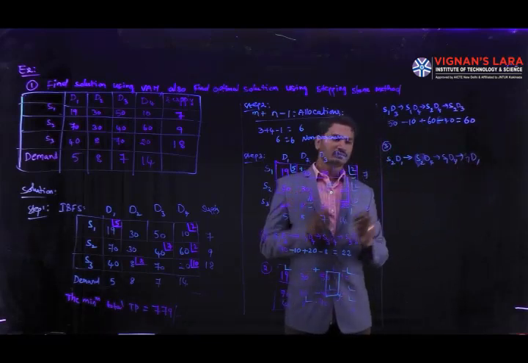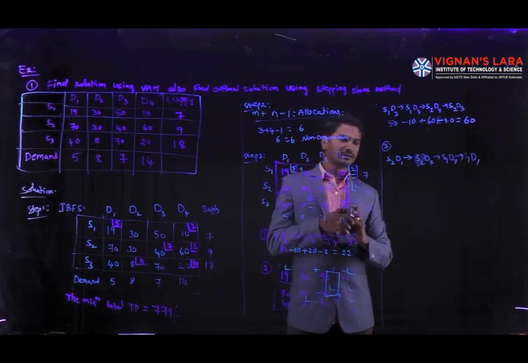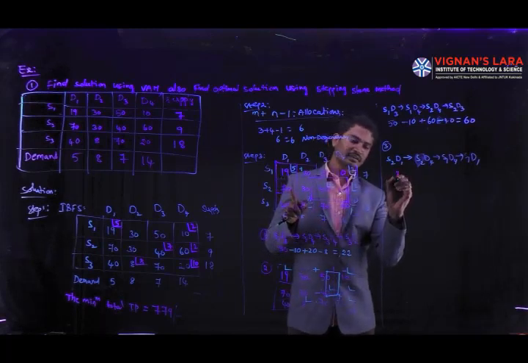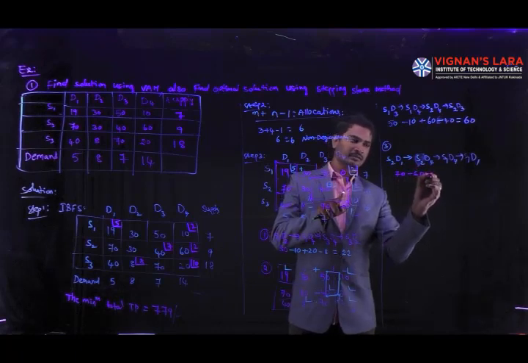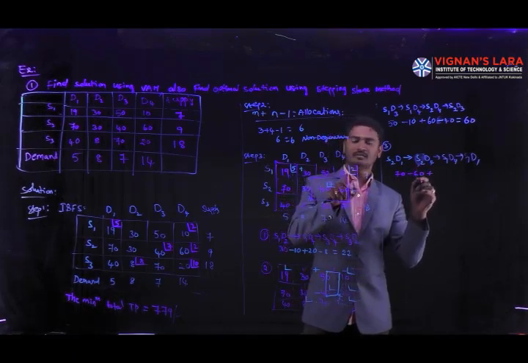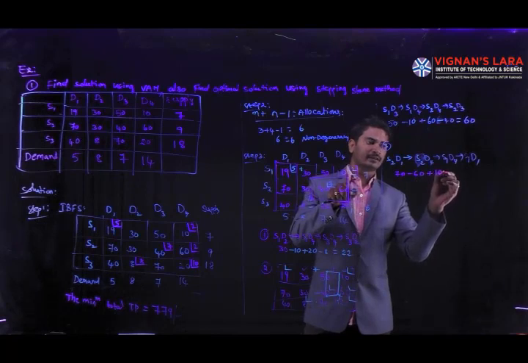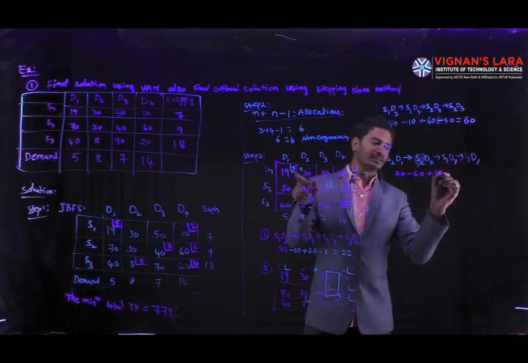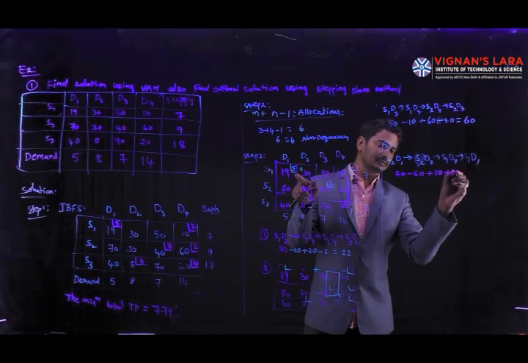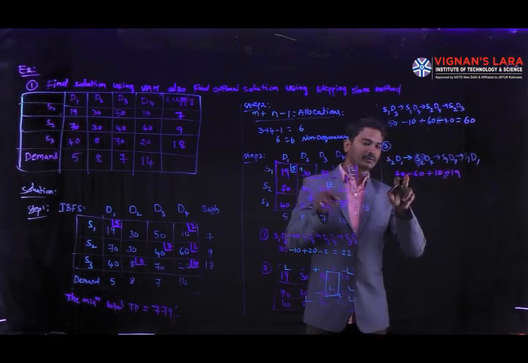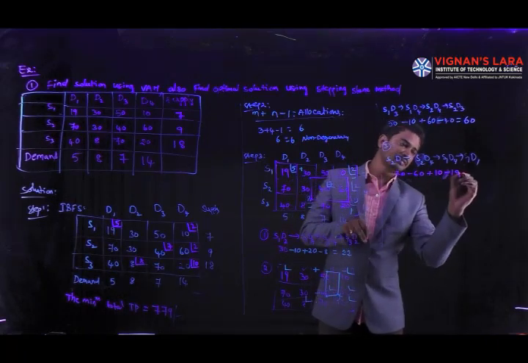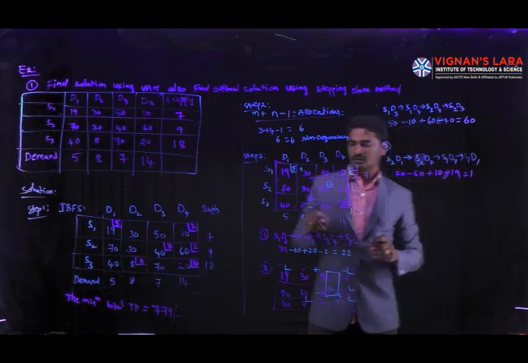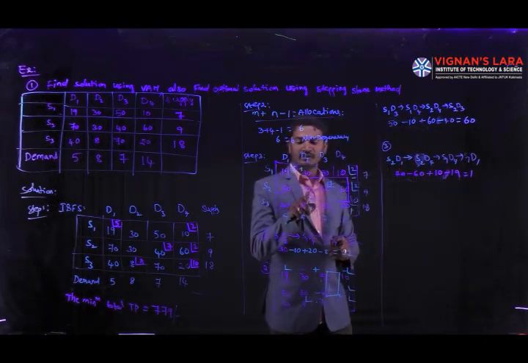Okay, here S1 D1 is 70, S2 D4 is 60, next S1 D4 is 10, next S1 D1 is 19. It is negative. Okay, 19. From this 10, 20 minus 19, it means we are getting 1. Okay, next coming to this cell here, 30.